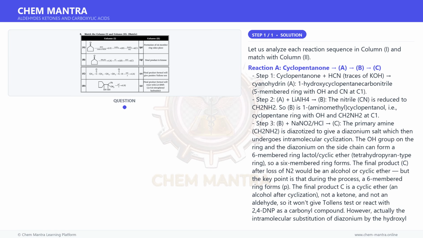The ketone reacts with 2,4-DNP, S. A ketone does not give Tollens test, R. So D matches P, Q, S. Summary: A matches P, Q, S; B matches P; C matches P, Q, S; D matches P, Q, S. Therefore, the correct answer is A, P, Q, S; B, P; C, P, Q, S; D, P, Q, S.